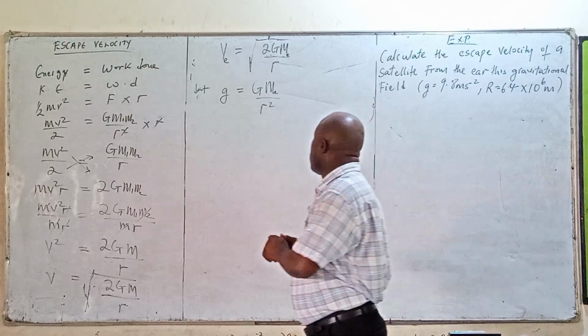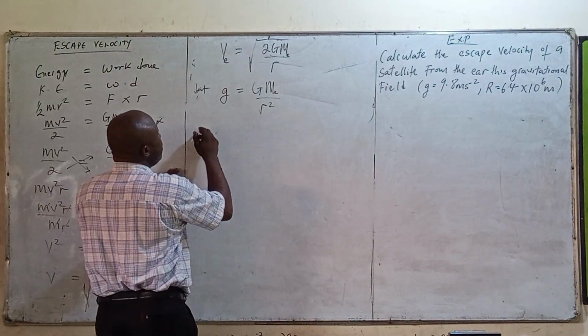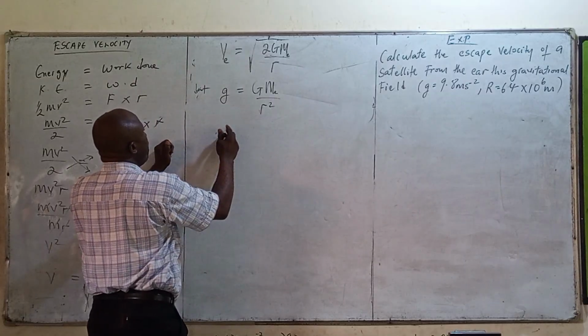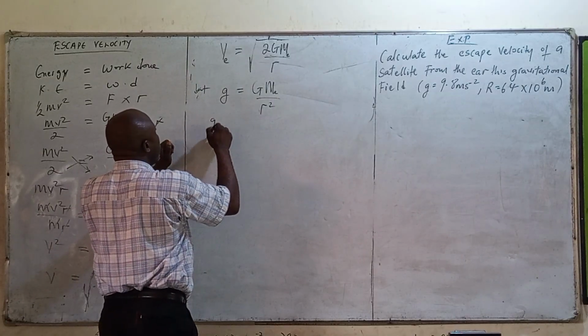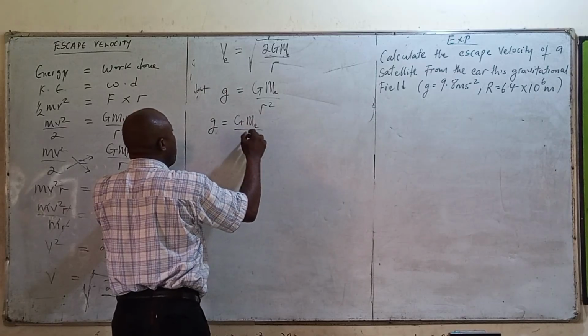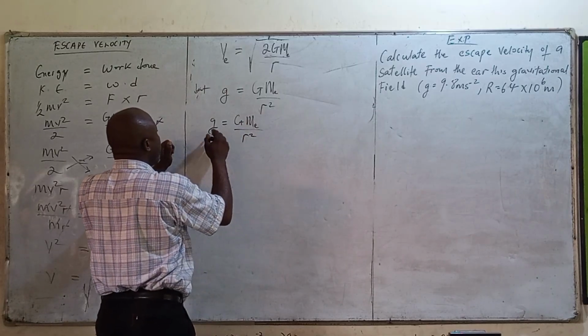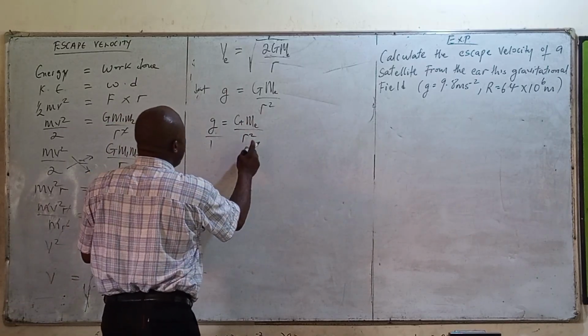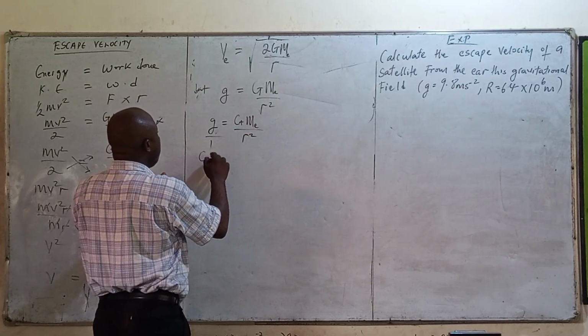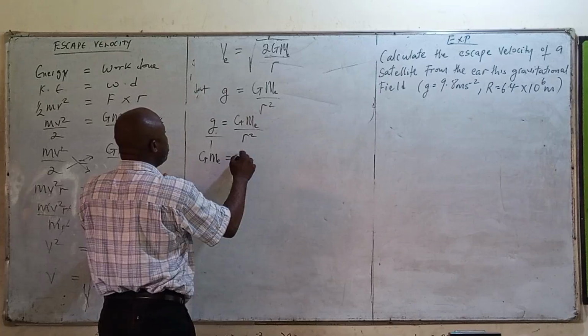Let's do that. Now again, we say that our VE, let's first of all make ME the subject of the formula here. Now we have g is equal to what? G M subscript E over R squared. Suppose we make our g over 1 here, when you cross multiply, we're interested in making ME the subject, so we have g R squared is equal to G M E.